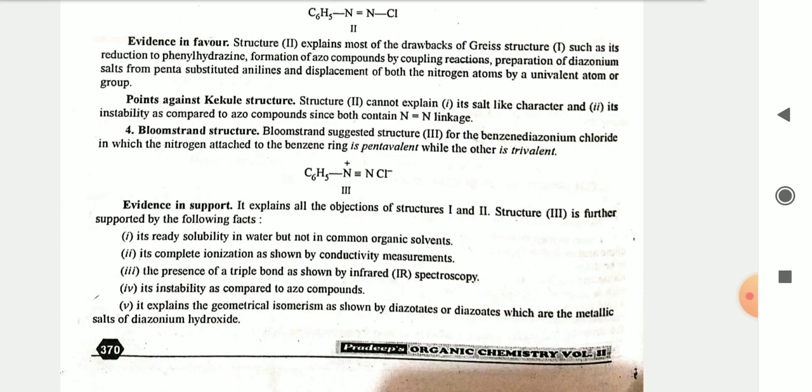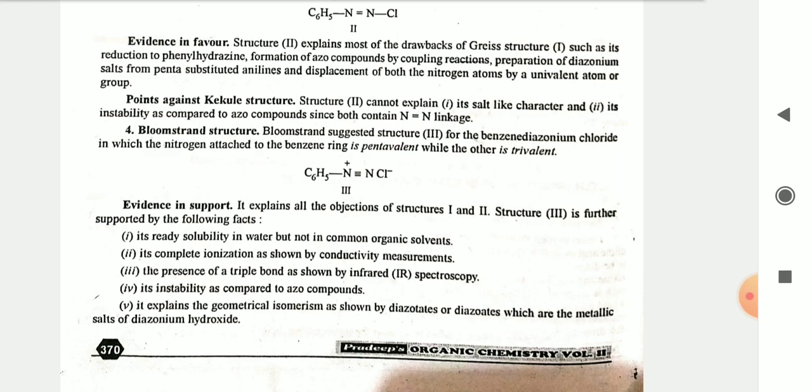Fourth, Blomstrand structure. Blomstrand suggested structure third for benzene diazonium chloride, in which the nitrogen attached to the benzene ring is pentavalent while the other is trivalent. C6H5-N+≡N and Cl-. Evidence in support. It explains all the objections of structures first and second. Structure third is further supported by the following facts.